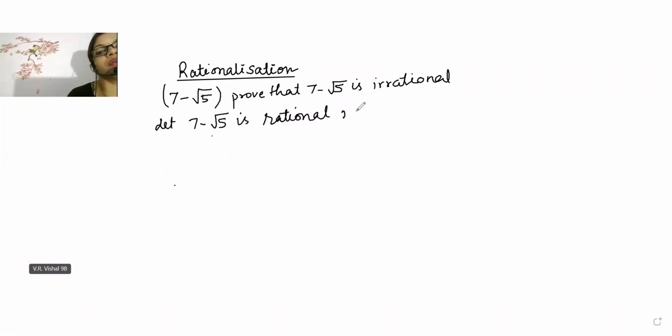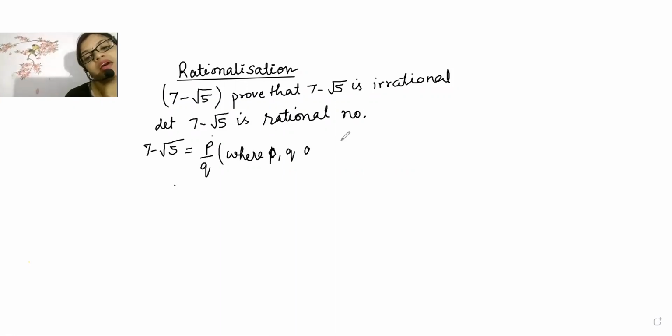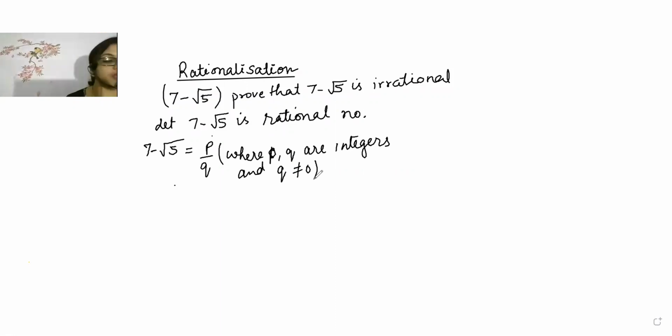number. So if it will be rational number, it will be written as 7 minus root 5 is equal to P by Q, where P and Q are integers, definition of rational number, and Q is not equal to 0. This is the definition of rational number, na beta, that any number of the form P by Q where Q is not equal to 0 is called as rational number. Okay, so now beta, again I told you na, take it as equation 1.